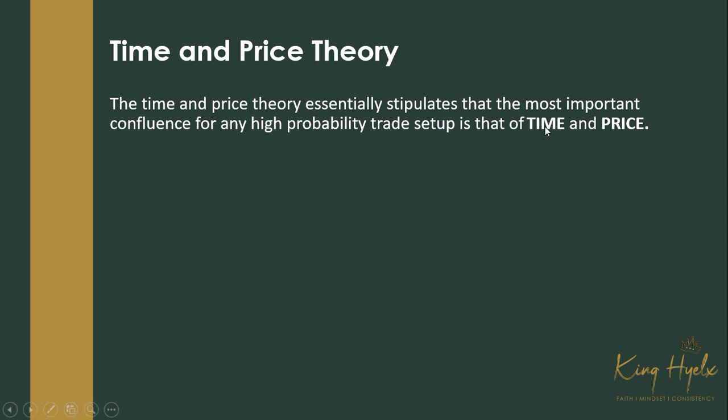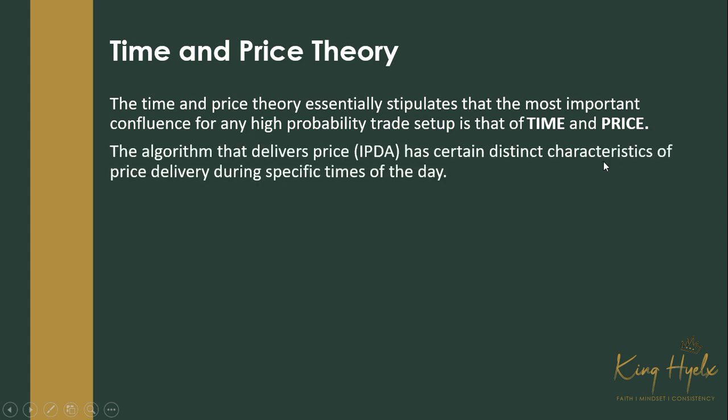Note, it says time and price, not price and time, which means the time has to be right before you even look for that trade setup, right? So let's keep going. The algorithm that delivers price, that's the interbank price delivery algorithm, has certain distinct characteristics of price delivery during specific times of the day, right? So what this means is that during specific times of the day, there are certain behaviors that price has, and so these behaviors of price help us know when to expect certain movements, right?